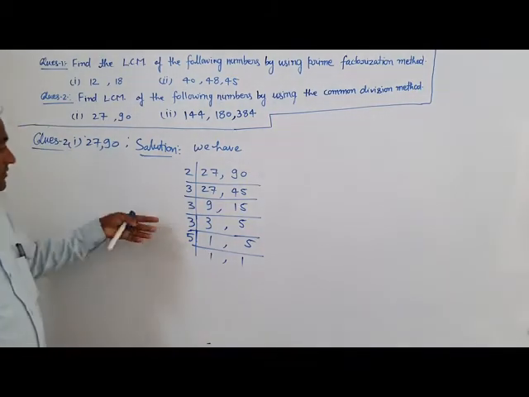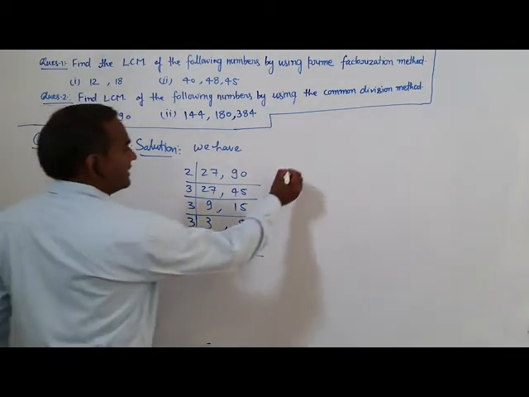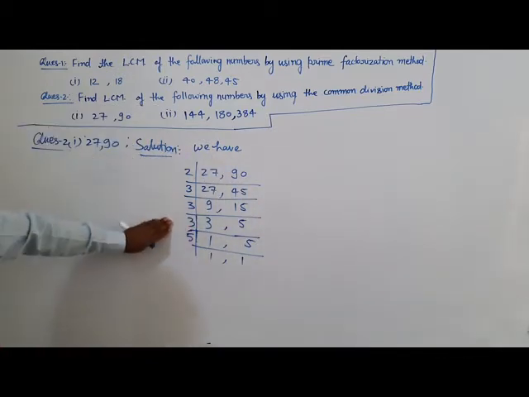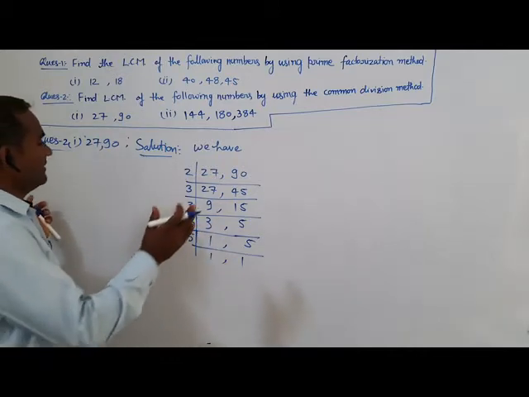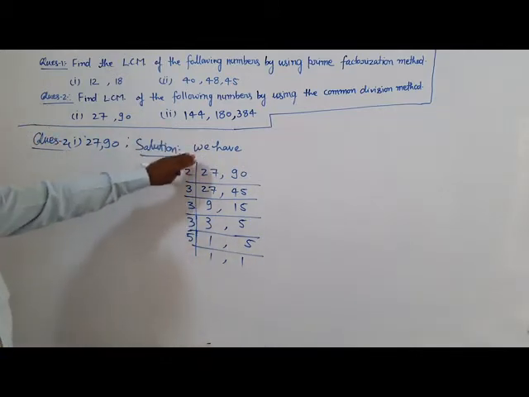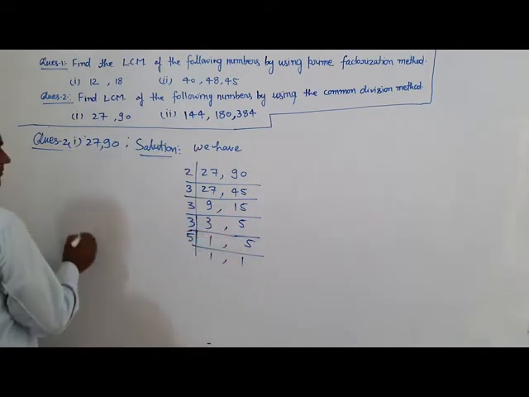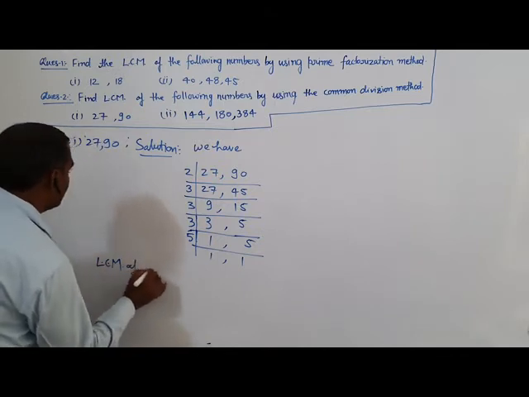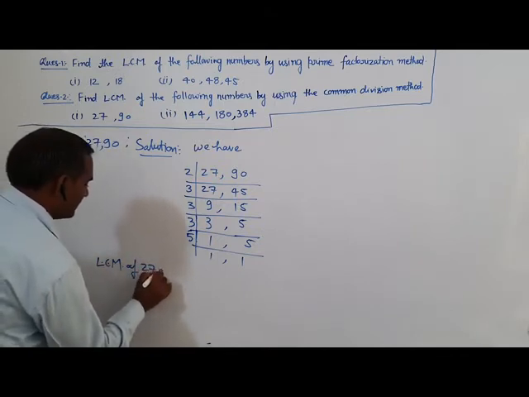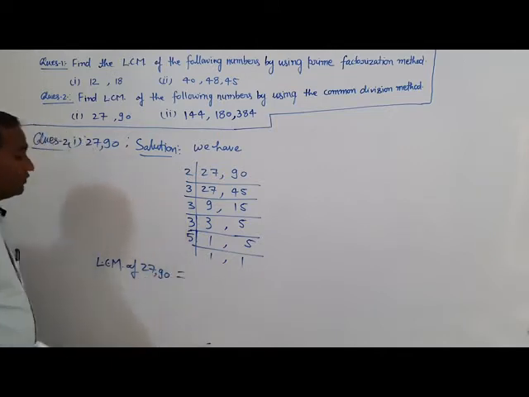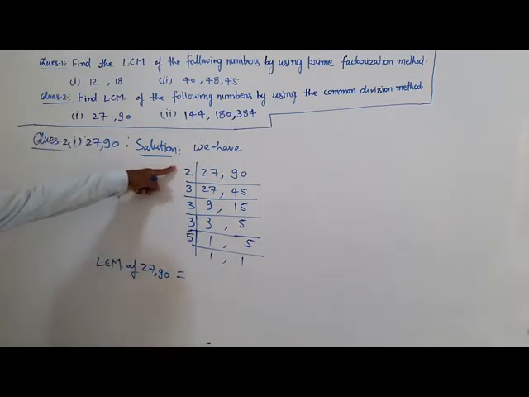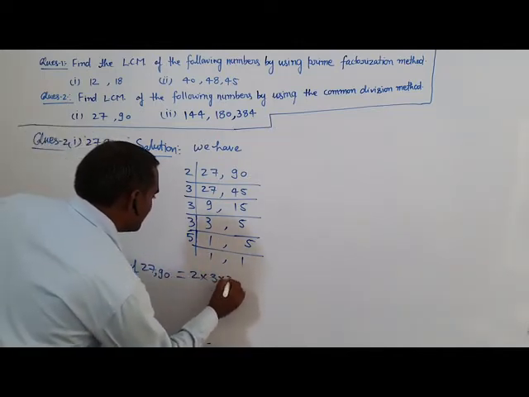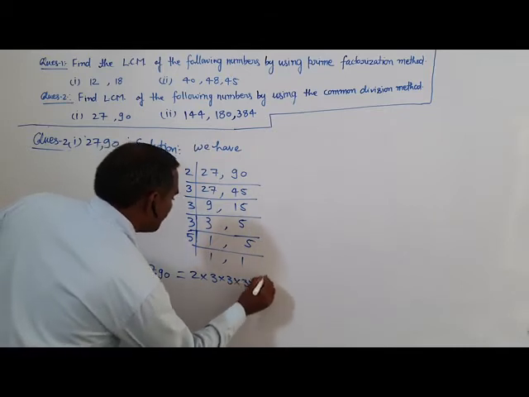Then the next number is 9. So these are the factors taking both numbers. So this is the division method. Now the LCM of 27 and 90 is equal to the product of all the factors: 2 into 3 into 3 into 3 into 5.